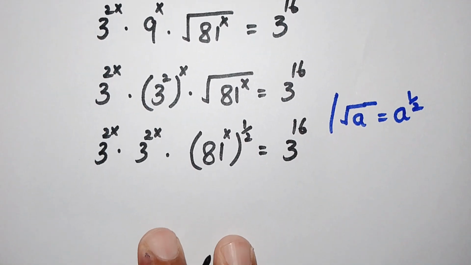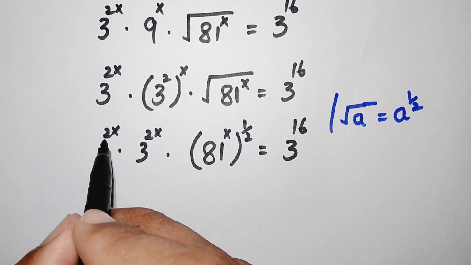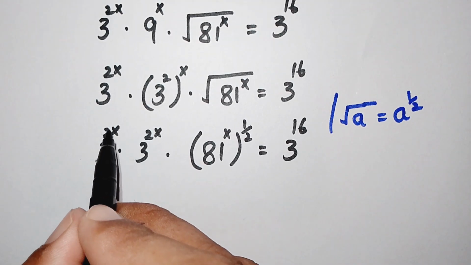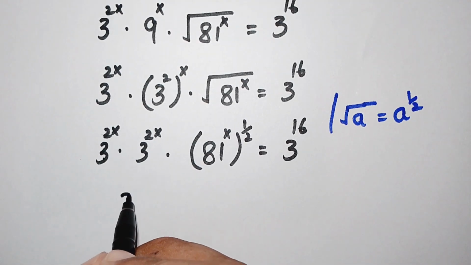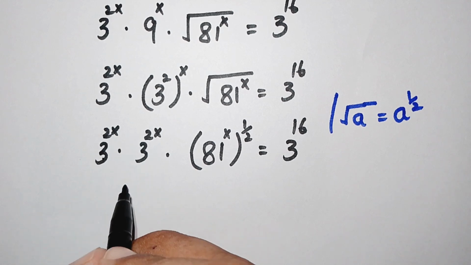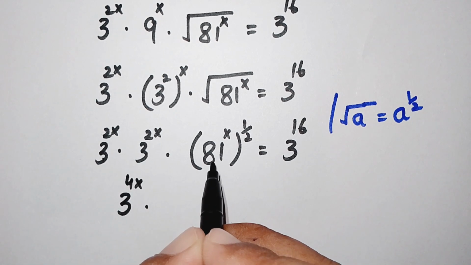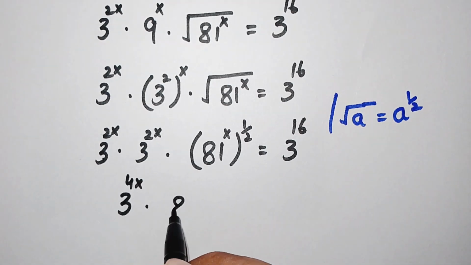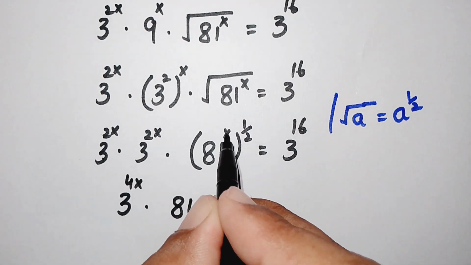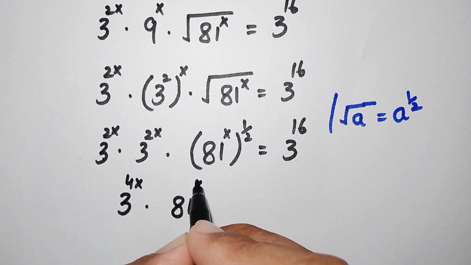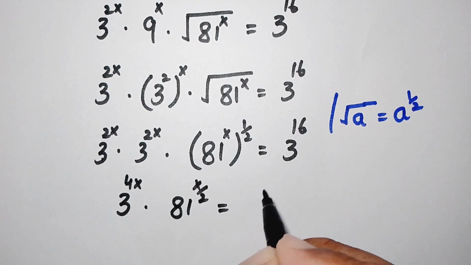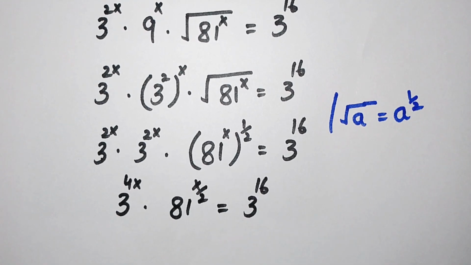Now in the next step, here 3 to the power of 2x and 3 to the power of 2x. So here we have to add these powers. So this will become 3 to the power of 2x plus 2x, this is equal to 4x times, and here we know that 81 to the power of x times 1 over 2 is equal to x over 2, which is equal to 3 to the power of 16.